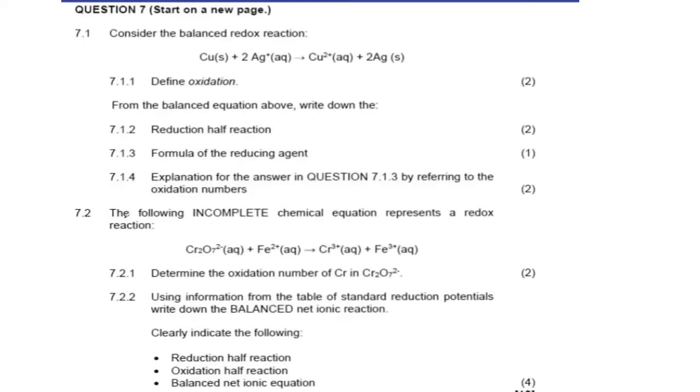Then 7.2 says the following incomplete chemical equations represent a redox reaction. Then we have our equation like that. Then 7.2.1 says determine the oxidation number of chromium in this chromium. What is it?